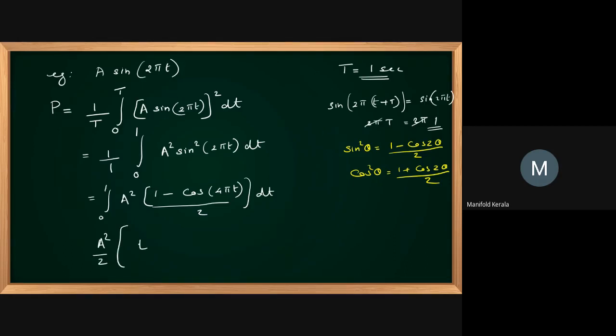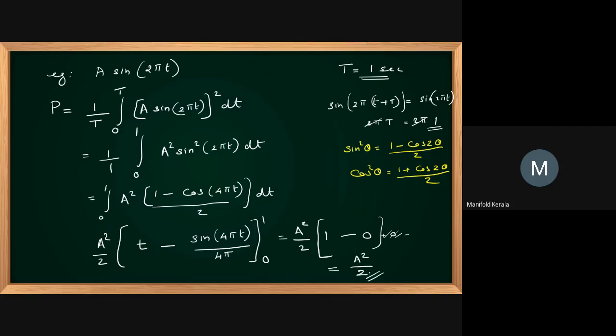The integral of 1 dt is t, and the integral of cos 4 pi t is sine 4 pi t divided by 4 pi, and the limits are 1 and 0. If I apply the limits, it will be A square by 2 into 1, that is t equal to 1, minus sine 4 pi, which is 0, correct? If I put the limit 0, all the terms will be 0, so I need not consider the other things. So the answer is going to be A square divided by 2.